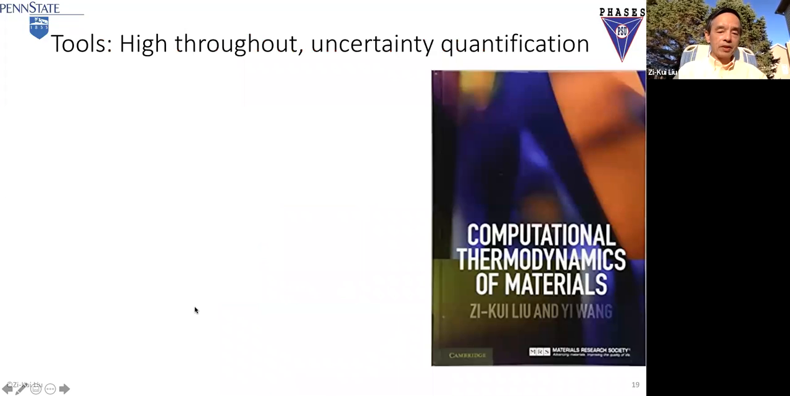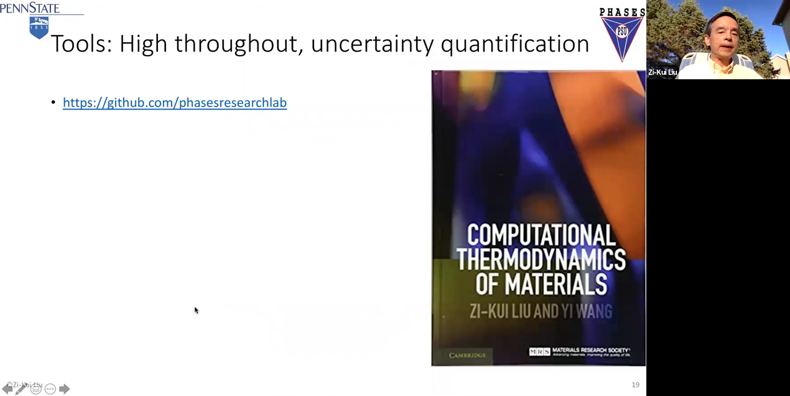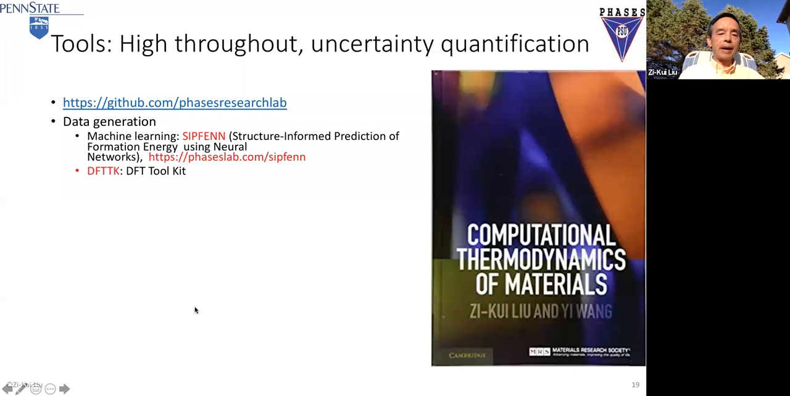And now, of course, you have machine learning too as another dimension, which adds to that chart I just had. Now, to do this, we needed tools. We needed better tools all the time. We needed high throughput, and we want uncertainty quantification. So my group has been working on this in the last 10 years or so. And we have a set of tools on GitHub, which is open source Python code.